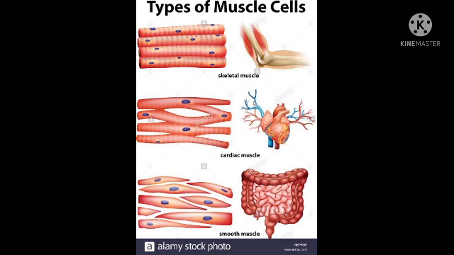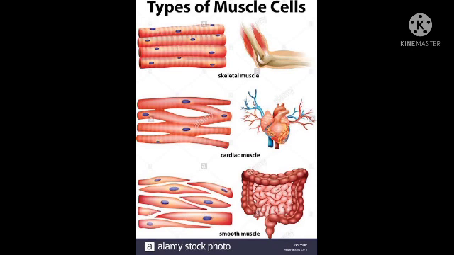So these muscles are named as involuntary muscles. They work on their own. They contract and relax on their own to carry out their various processes. That's why these muscles are named as involuntary muscles. Based on its function, it is named so.